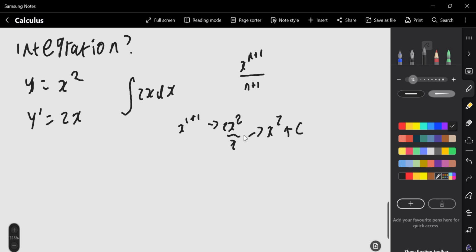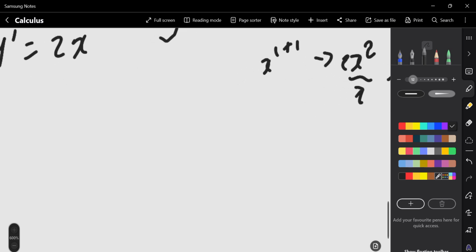So integration is often called anti-differentiation or an antiderivative because we're reversing differentiation. But there's a little mystery here: the plus c. This is what so many students ask, and it's called the constant of integration. Let's look at why this exists.